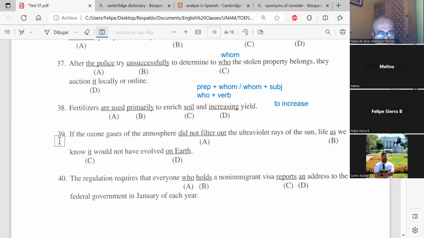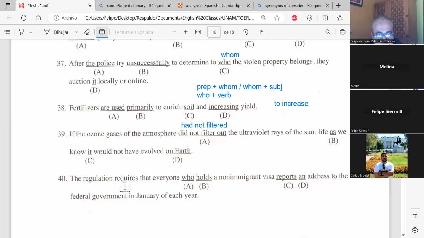When you have a conditional, check what kind of conditional you have. Would not have, third conditional. So if you have a third conditional, you cannot just pass, you just pass perfect. So it's not filtered. Okay.